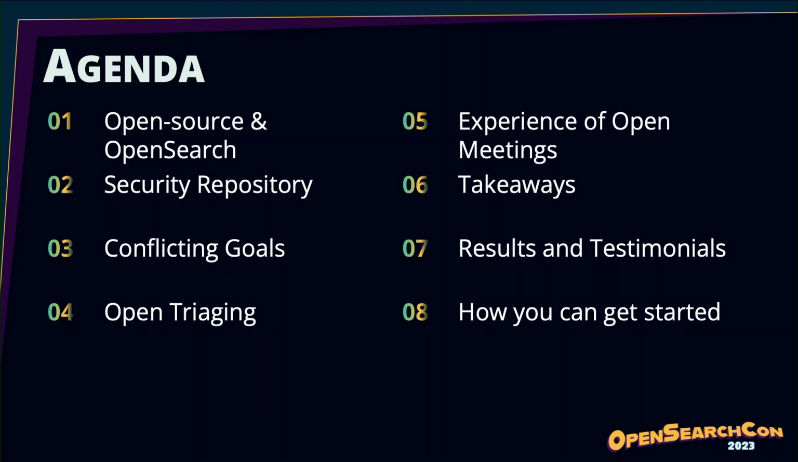I'll start by defining what it means to be open source and how that is pivotal and instrumental in OpenSearch's mission. I'll then take a little bit of a closer look at the security repository before transitioning into the root of today's discussion, which is the open triaging meetings that Nate talked about before. Finally, I'm hoping to leave everyone with some lessons, some testimonials, and some tips to get started.